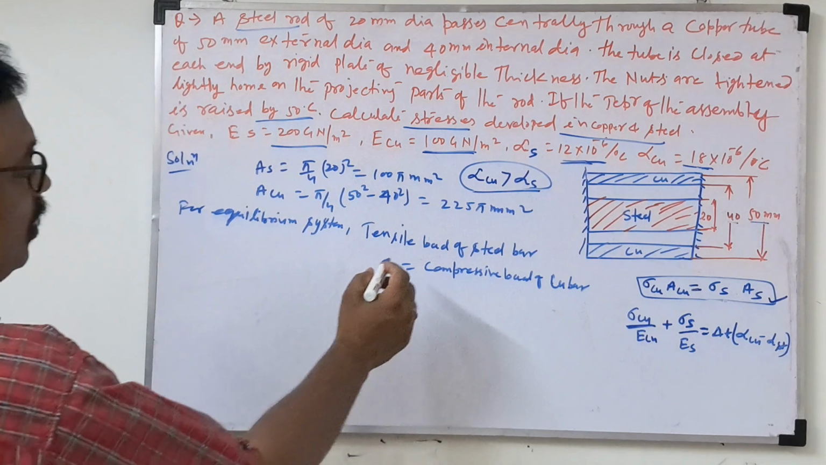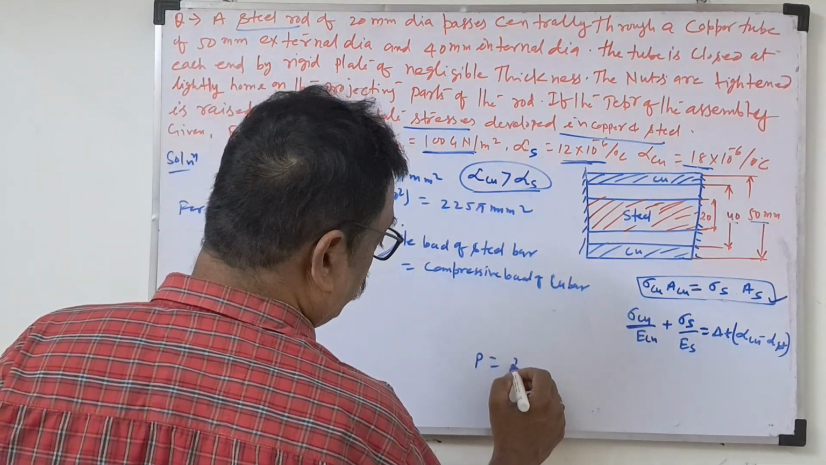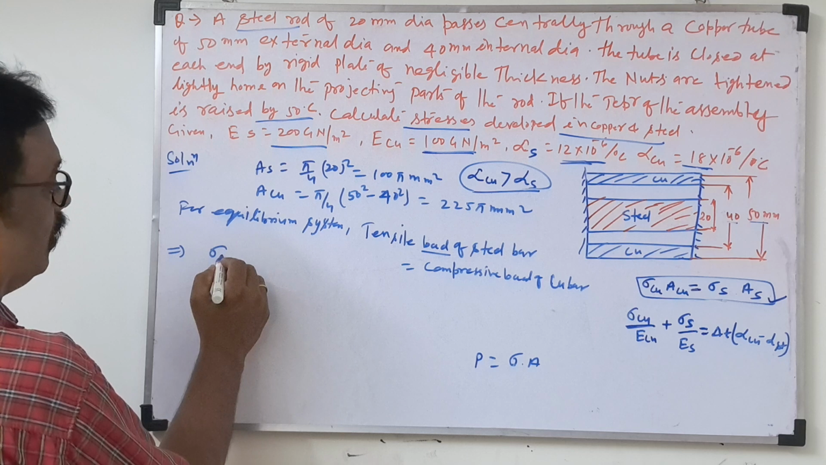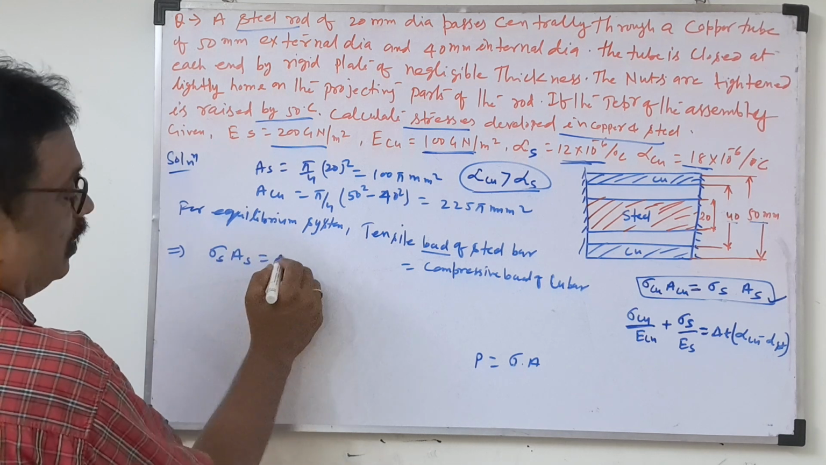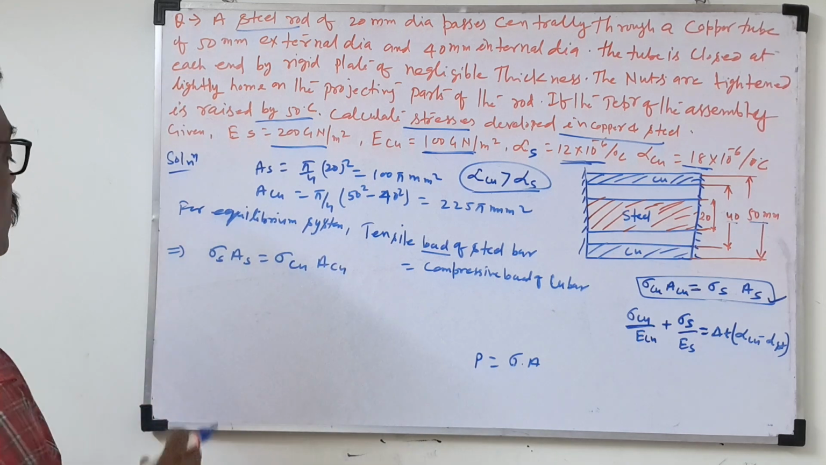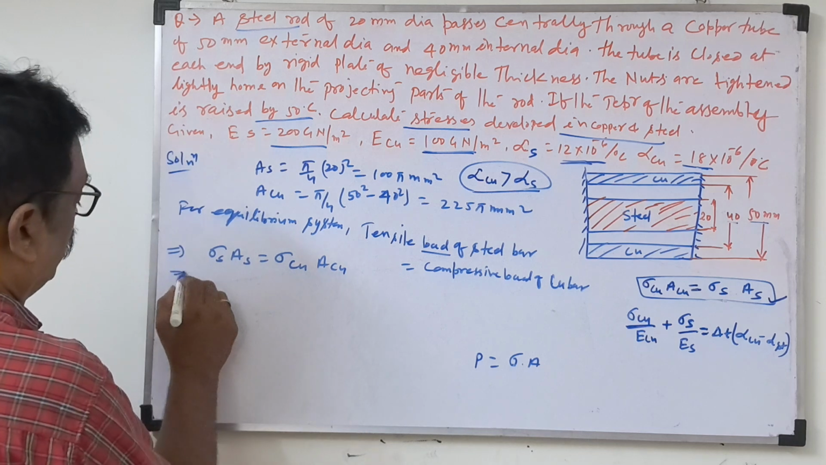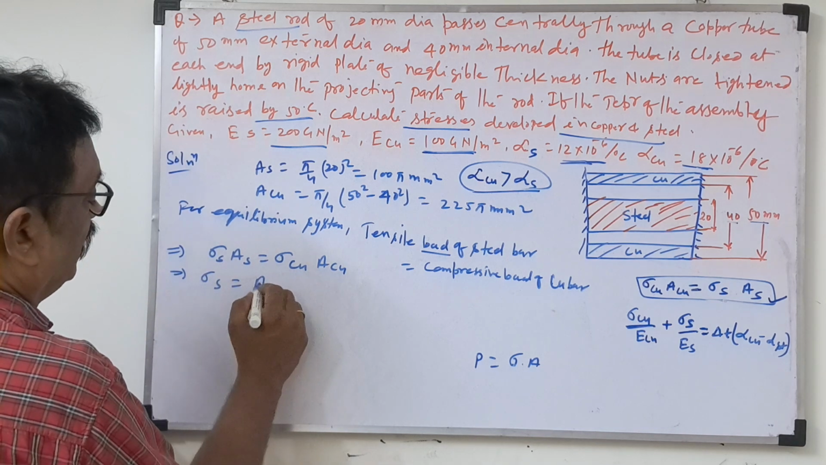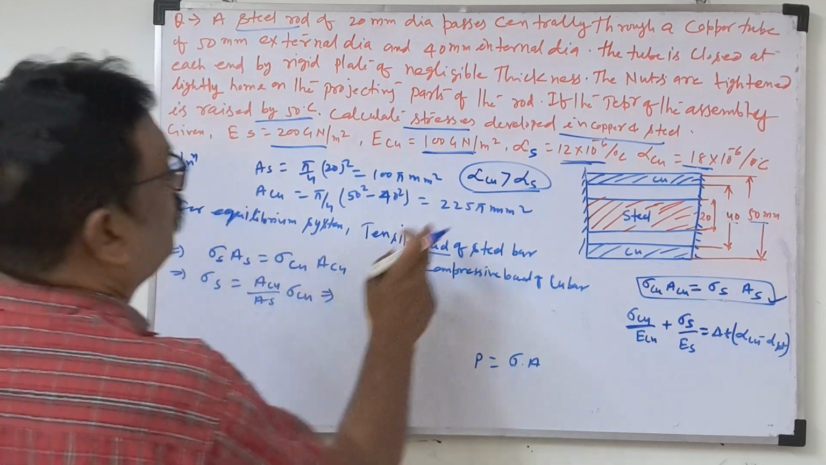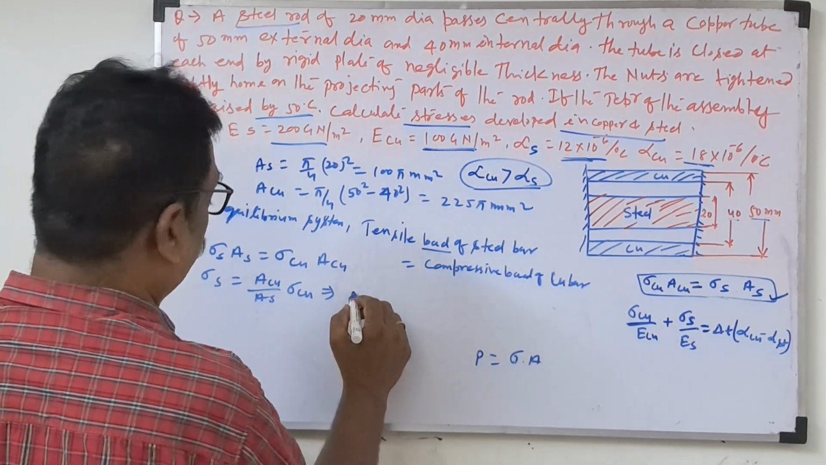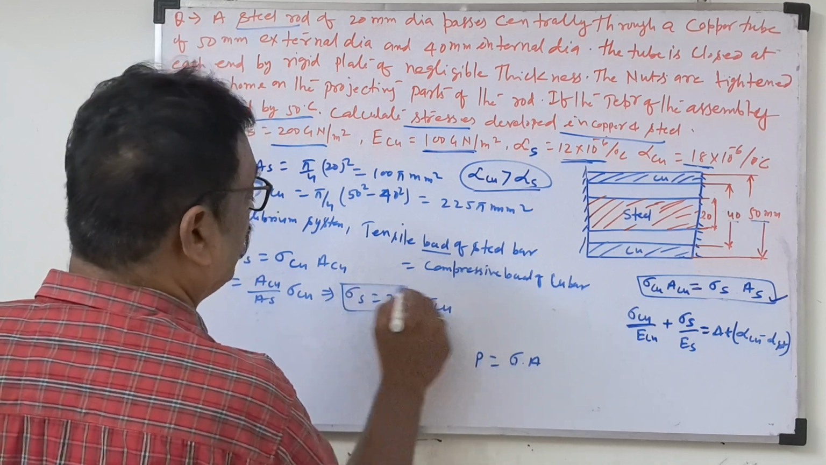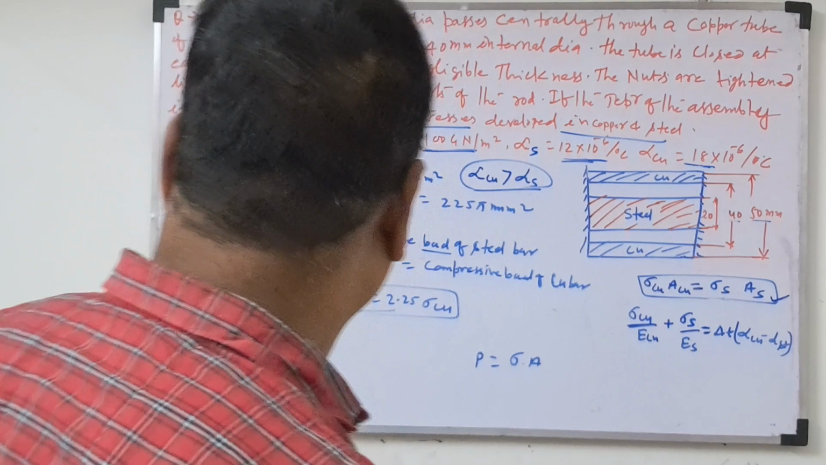So now we can write load. We know load is equal to stress into area. So we can write the load of the steel, stress of the steel into area of the steel, equal to stress of the copper into area of the copper. If we substitute the values of both areas, see what will come here: area of the copper by area of the steel into stress of the copper. So the stress of the steel equals 2.25 times the stress of the copper. So one relation we got here.